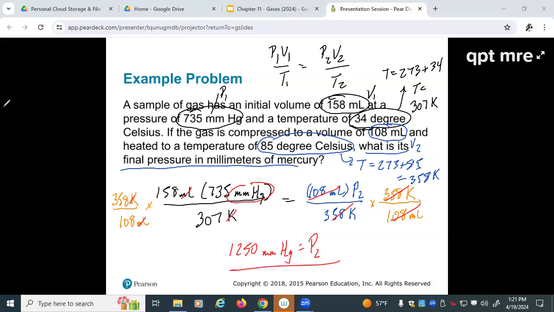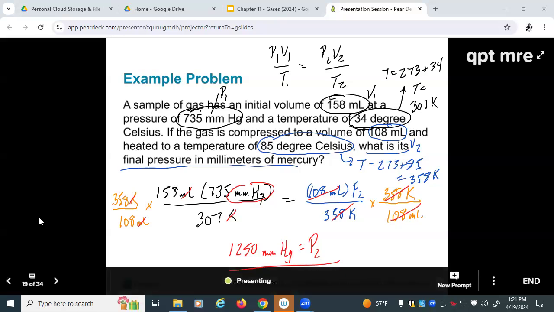Questions on this example problem before we move on to something else?